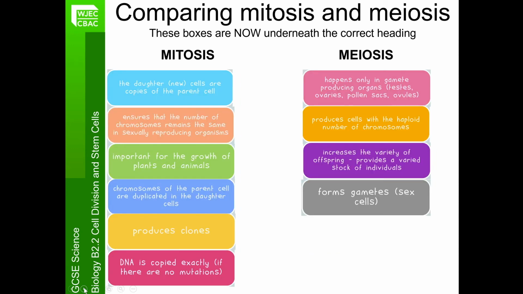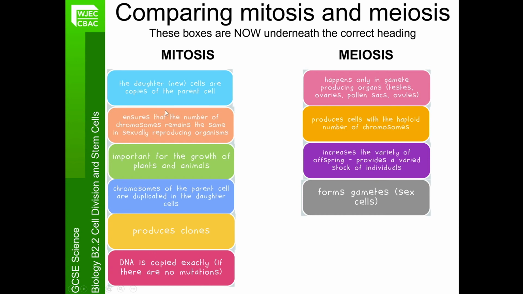Mitosis continuing: the new daughter cells are copies of the parent cell. This ensures that the number of chromosomes remains the same in sexually reproducing organisms. It's important for the growth of plants and animals. Chromosomes of the parent cell are duplicated in the daughter cells. It produces clones, and the DNA is copied exactly if there are no mutations. And I've just spotted a mistake.